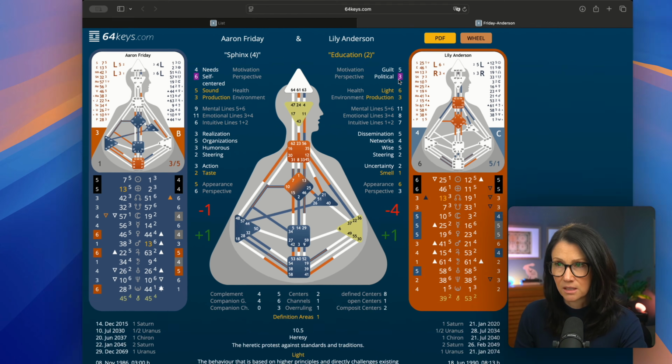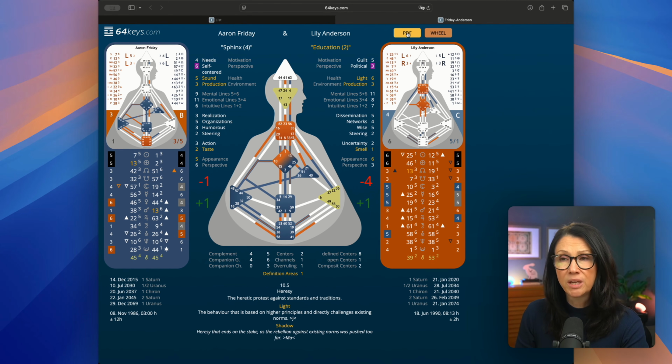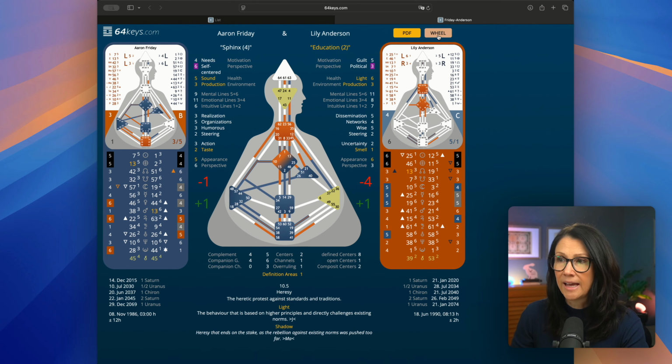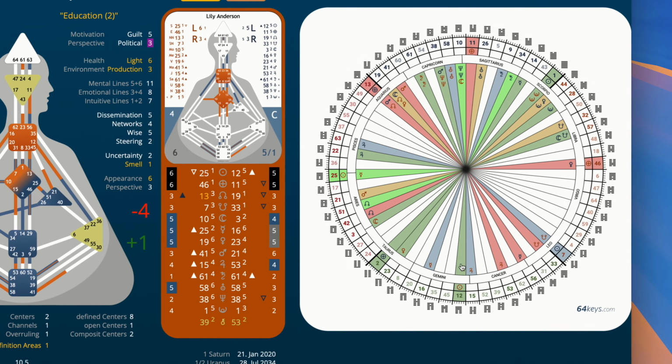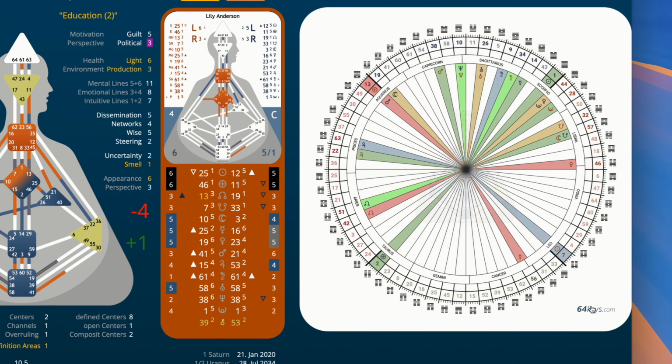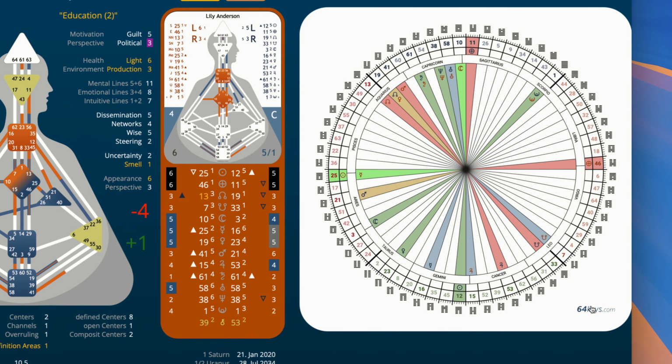You can also create a free PDF chart for this composite analysis and also a composite wheel. And of course, that can be very interesting to look at the planetary activations and where you can see conjunctions or oppositions and things like that. And you can also toggle the display of this wheel to only display the activations of Aaron or Lily just by clicking here on the logo.